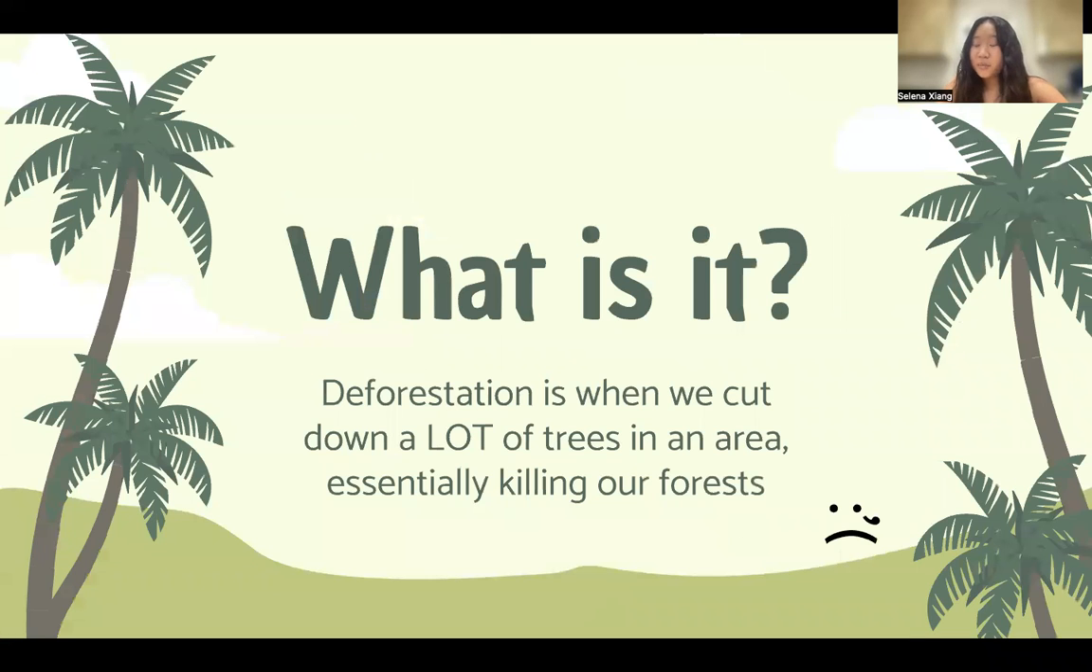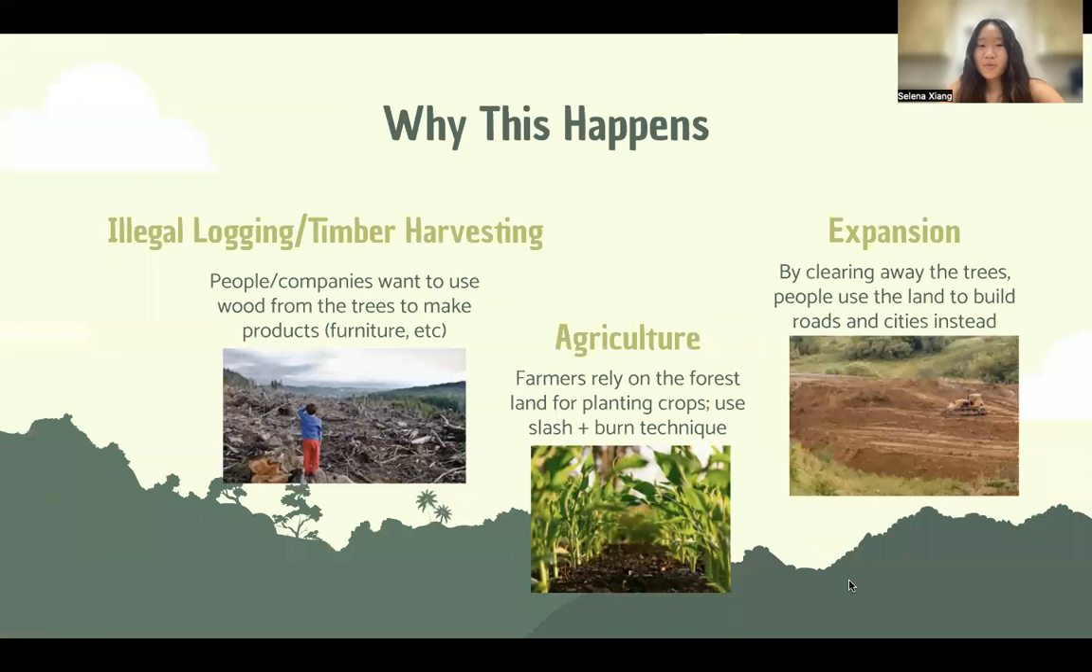So let's see, what exactly is deforestation? Well, it's when we cut down a lot of trees in our area, essentially killing our forests. So I have a little sad face here because that's not good. Why does this happen? Well, a lot of it's actually human caused. So one of the things humans do is illegal logging. This is when people or companies want to use wood from the trees to make products such as furniture, for maybe like that table you have.